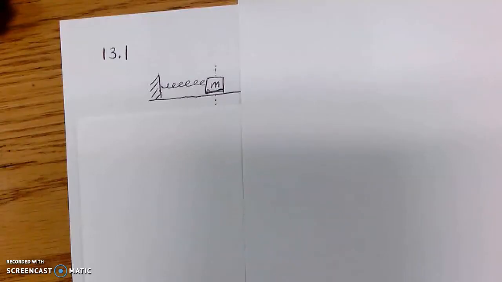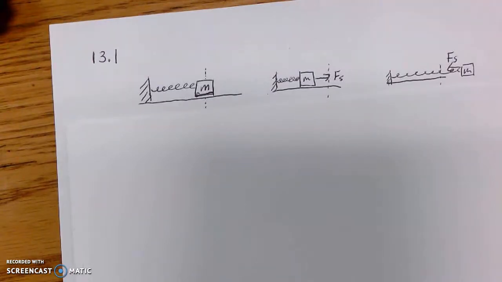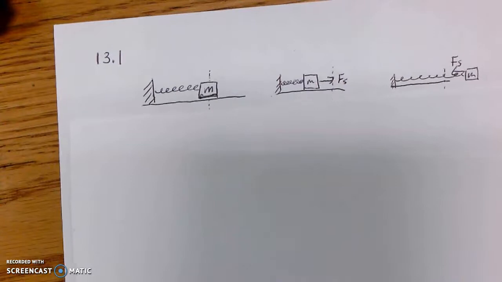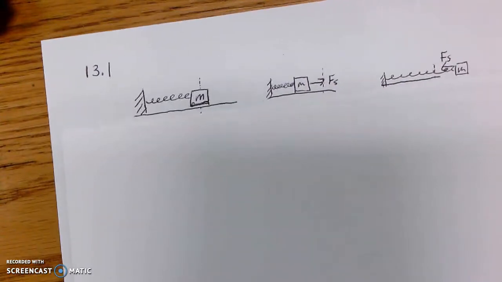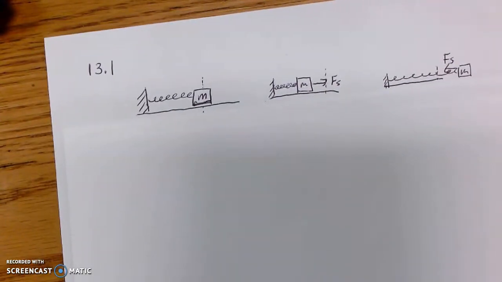So let's just start with a mass attached to a spring, and the spring is at its relaxed length. The mass doesn't get pushed to the left, it doesn't get pushed to the right. But if we displace that mass to the left, we squish the spring, and it will apply a force to the right. And if we pull the mass to the right and stretch the spring, it will pull the mass to the left. And so we had an equation, Fs equals kx, called Hooke's law.